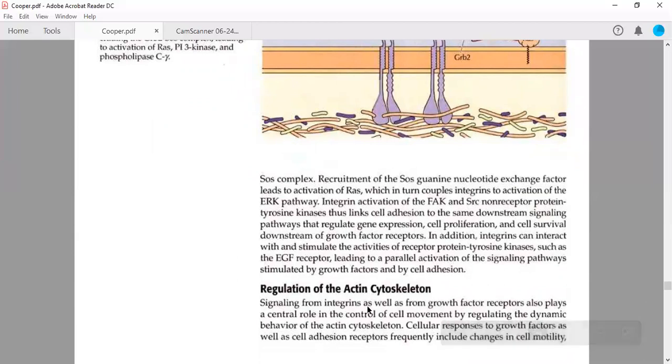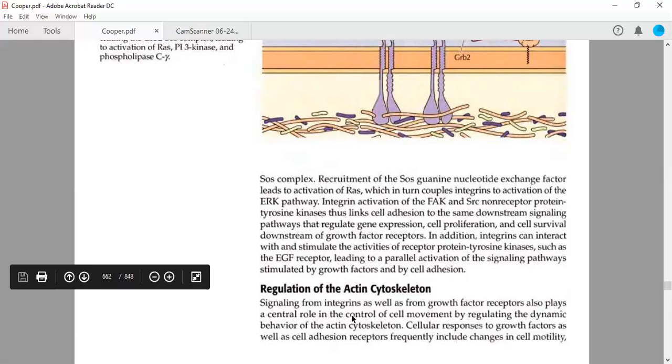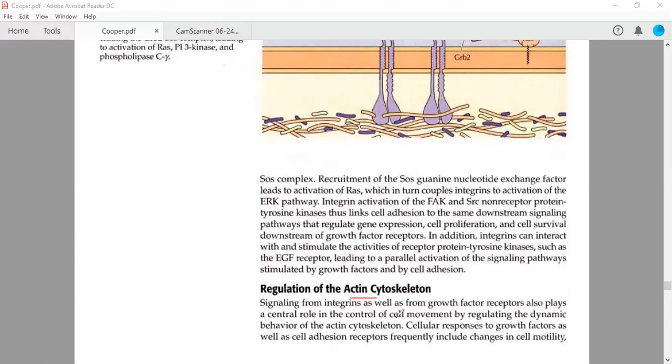Signaling from the integrin as well as from the growth factor receptors also plays a central role in the control of cell movements. Whenever the cell wants to move, there is signaling through the actin cytoskeleton, and the cell moves by regulating the dynamic behavior of the actin cytoskeleton. So cellular responses to growth factors as well as cell adhesion receptors frequently include changes in cell motility, because the cell movements are under the control of the actin cytoskeleton.